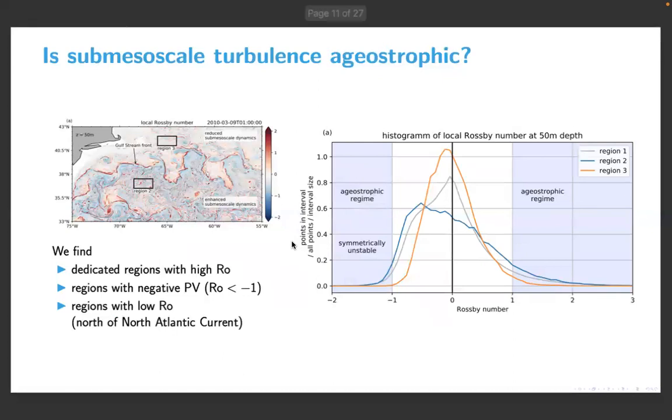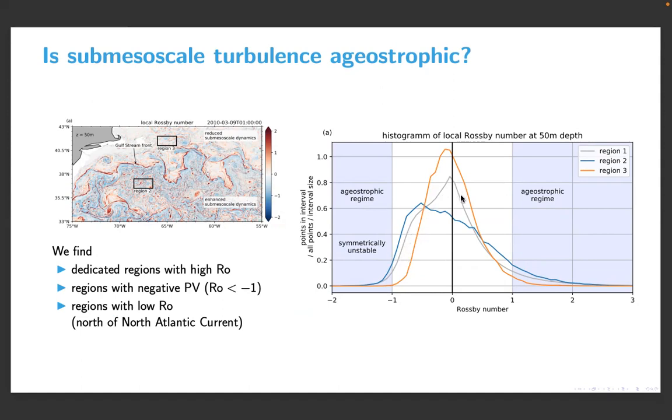This is now the same figure as before, and I have indicated two regions. One is south of the Gulf Stream front, where we have enhanced submesoscale activity, but north of the Gulf Stream front we do not see so much submesoscale activity. When we plot the histogram of these vorticity values, that is what is shown on the right-hand side here.